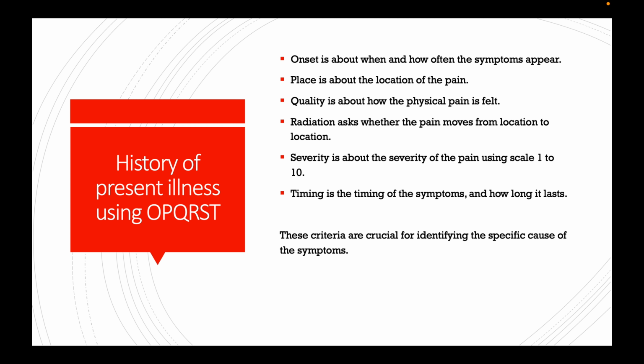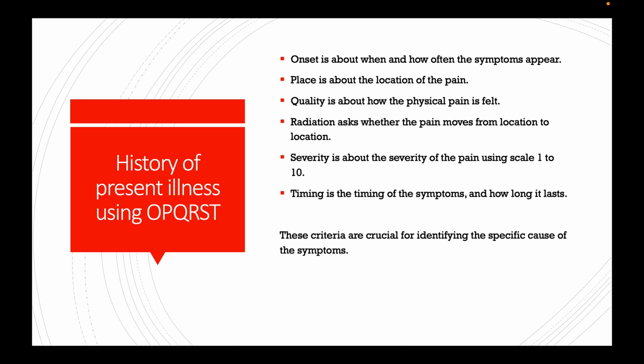Now, history of present illness using the OPQRST method. Now, this OPQRST method, or these letters actually stand for something. O stands for onset. Onset is about when and how often the symptoms appear. P stands for place, and it's about the location of the pain or the symptoms. Q is the quality, and it's basically how the physical pain is felt.